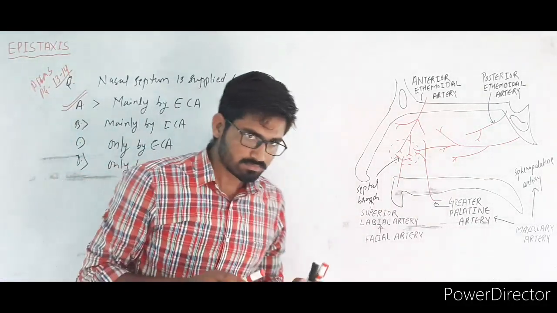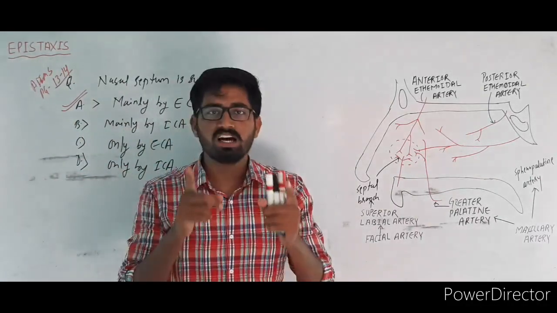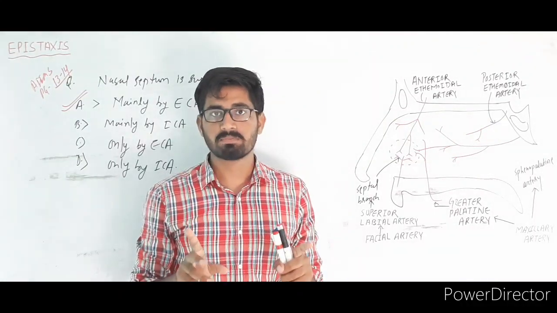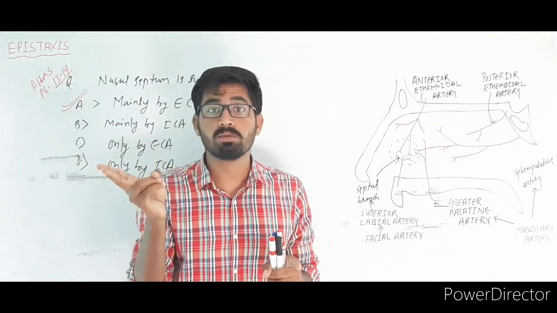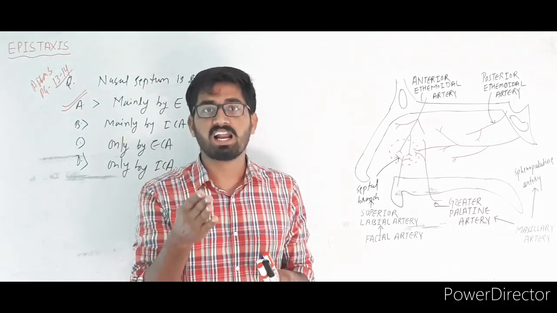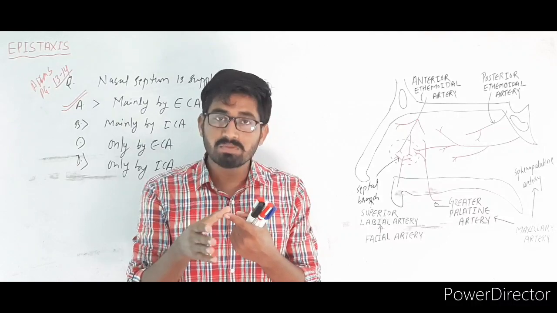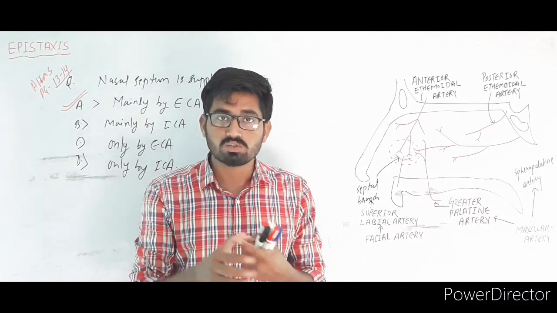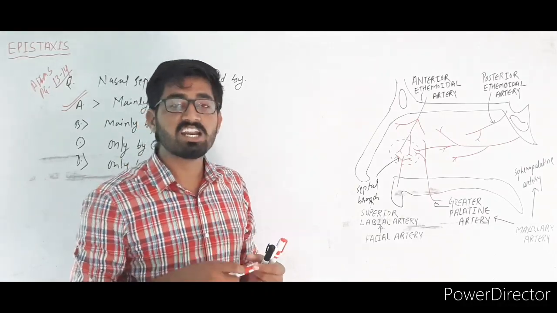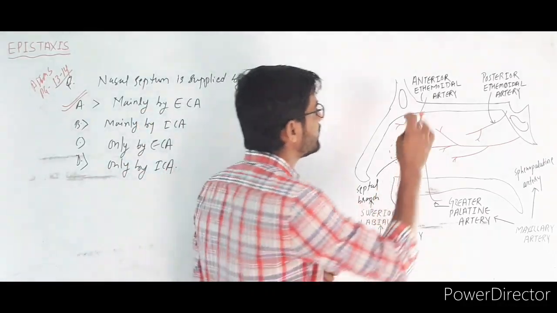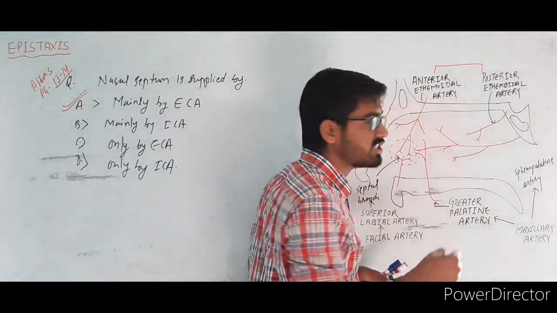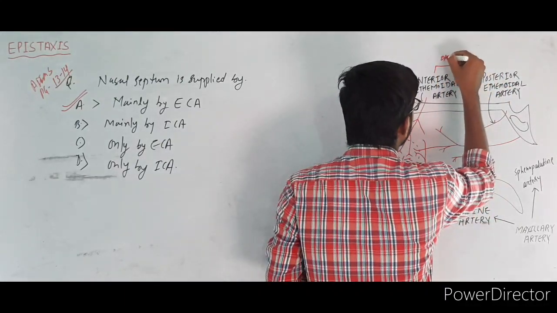Why? Now you tell me, do you know the artery supply of the nasal septum? There is the anterior ethmoidal artery, the posterior ethmoidal artery, the sphenopalatine artery, one greater palatine artery also, and one branch from the facial artery. So this is five. The anterior and posterior ethmoidal arteries are branches of the ophthalmic artery.